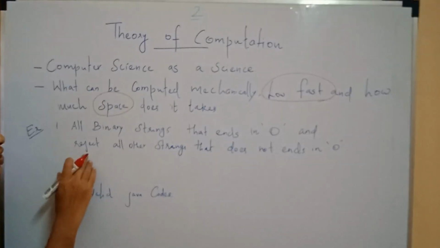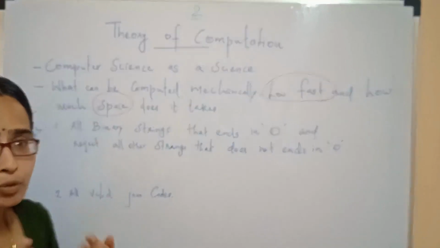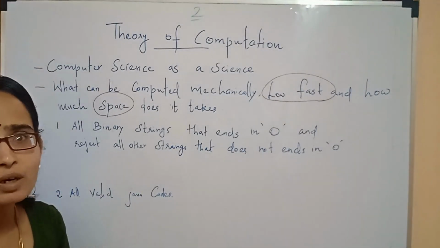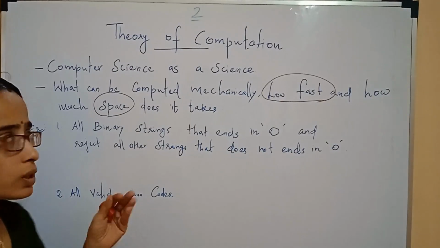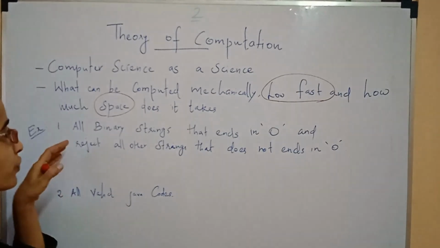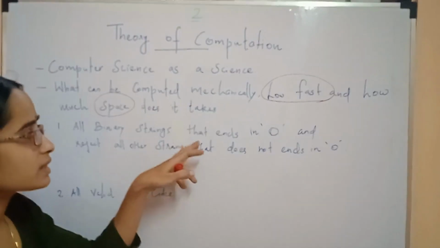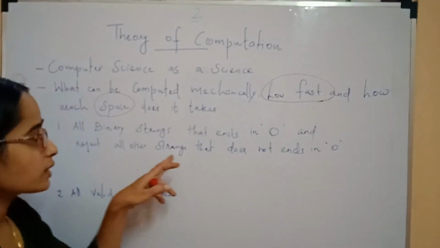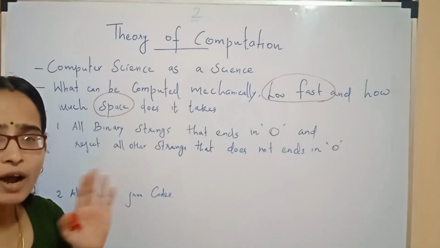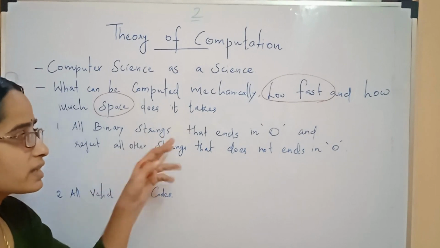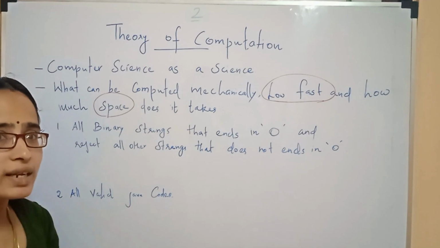So in theory of computation, when people thought about the computer, whether this computer will solve our problem or not, that was the question. At that time we were asking simple questions to the machines. So we want to design a machine that will accept all binary strings that end in 0 and reject all other strings that do not end in 0. This is the problem, just take it as an example. You have to design a machine which accepts all binary strings that end in 0, and it should reject the strings which do not end with 0.